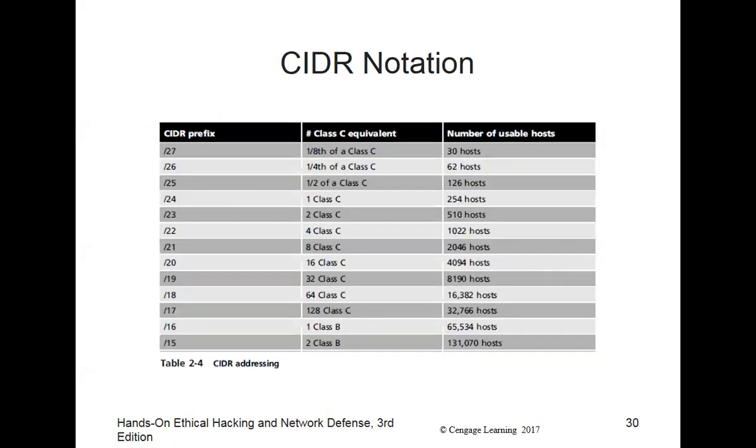But CIDR is easy to manage. So /27 means there are 27 ones. So how many zeros are there?